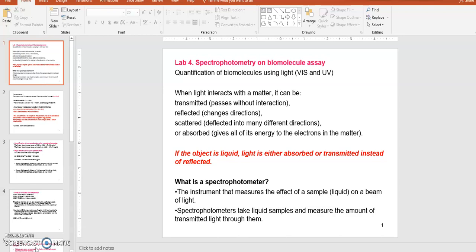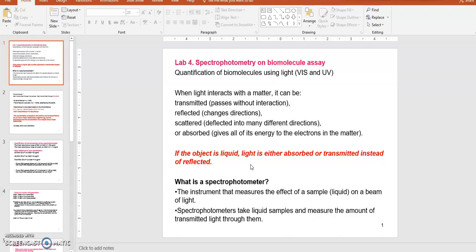So a spectrophotometer uses light. When light interacts with matter, it can either transmit through the matter, or it can be reflected, bounced off, or scattered by the matter. Or it can be absorbed. The energy could be transferred and absorbed. So there are various types of possibilities, right? However, if that matter happens to be liquid, the light can either be absorbed or transmitted through that liquid. So there are only two kinds of possibilities.